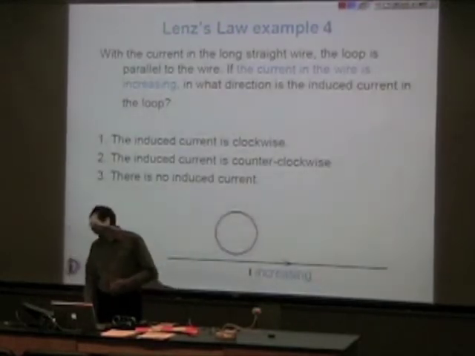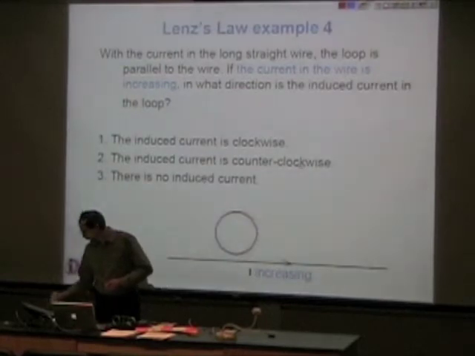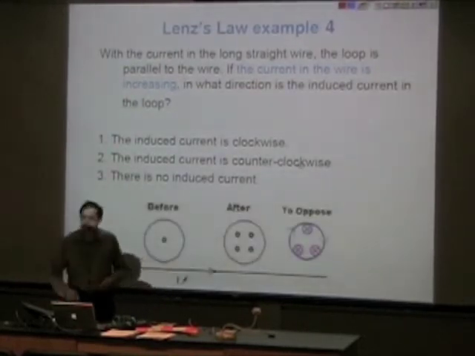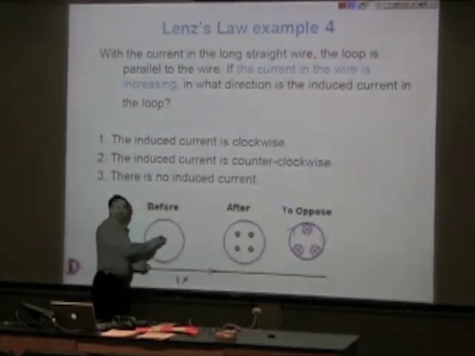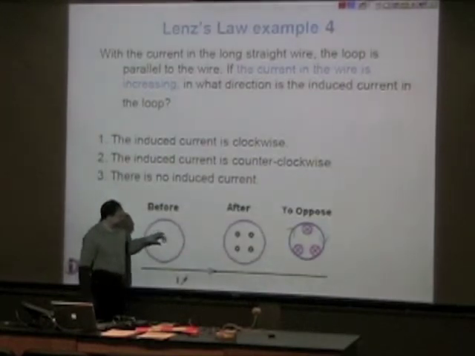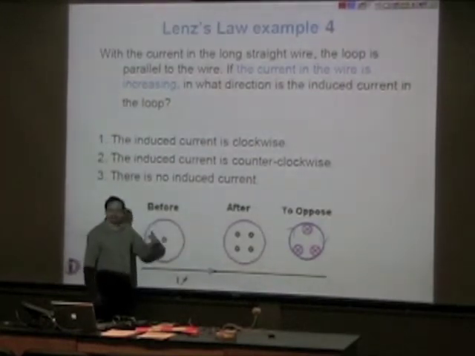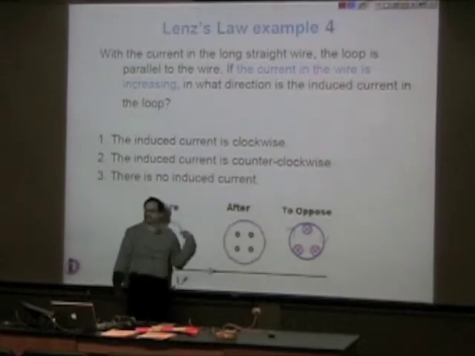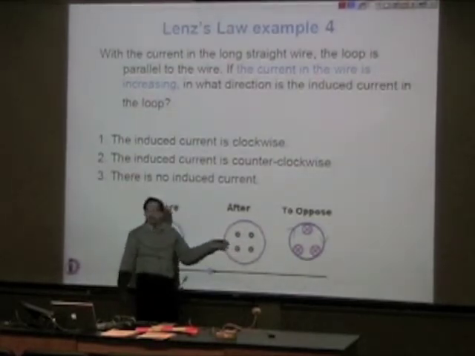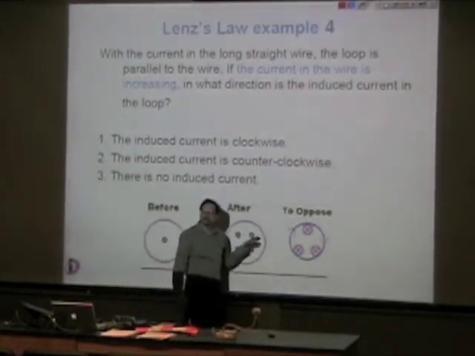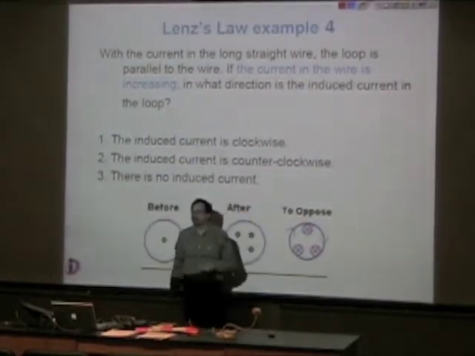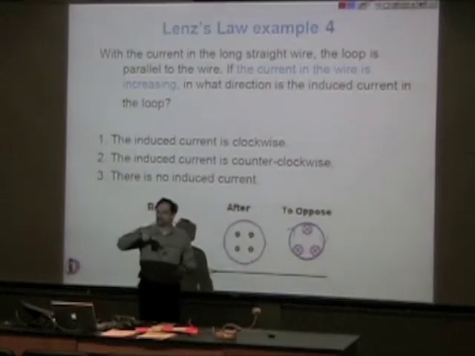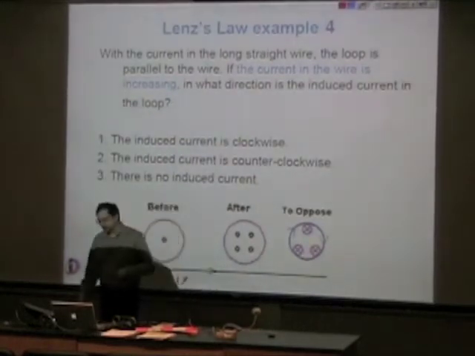Well, here the situation is different, of course. Now the flux changes. When the current increases in value, we initially have a weak magnetic field in the loop, then a strong magnetic field: less flux, more flux. To oppose the change, the induced magnetic field should oppose the external magnetic field, so it should point into the screen. And the right-hand rule tells us the direction of the current is clockwise.